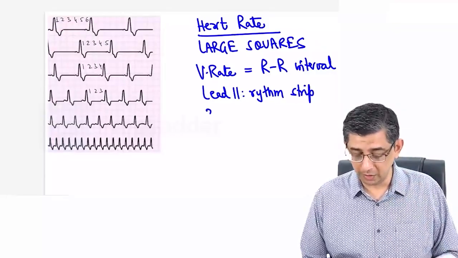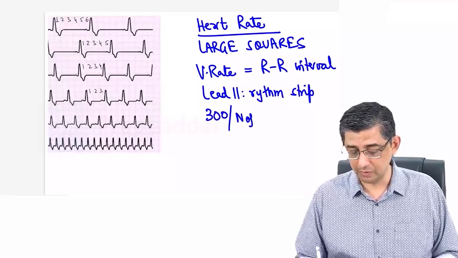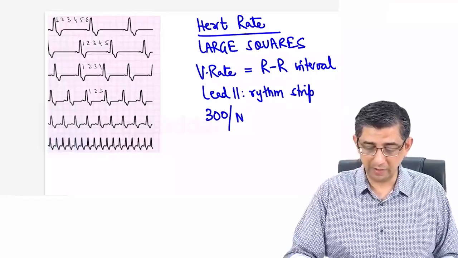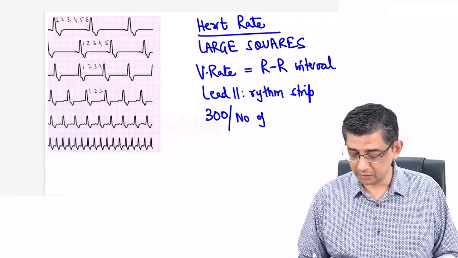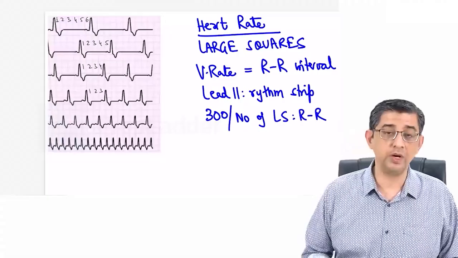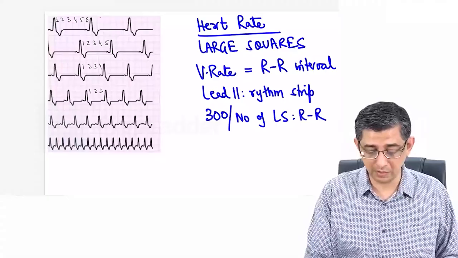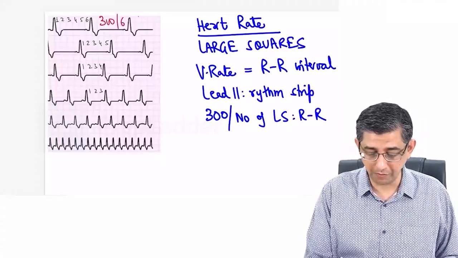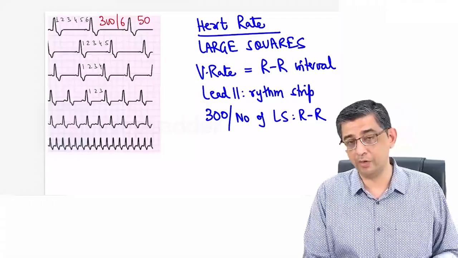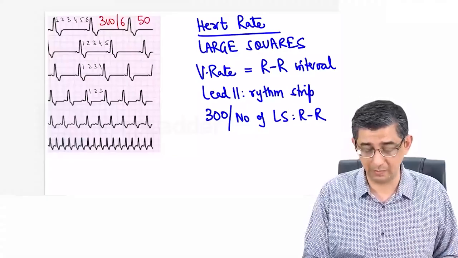The formula that you're going to deploy is 300 divided by the number of large squares. Mark my words there. It is 300 divided by the number of large squares that are separating the R and the R wave. Like in the first one, you can see that it's approximately 6. So 300 by 6 is what mathematically will turn out to be 50. So the person is having a bradyarrhythmia or at least a bradycardia. We'll find out subsequently what kind of bradyarrhythmias are present.